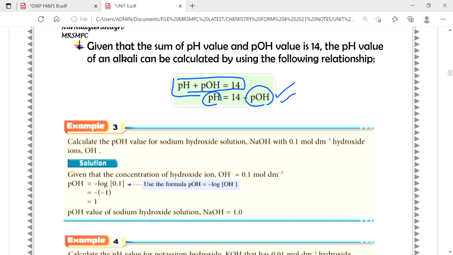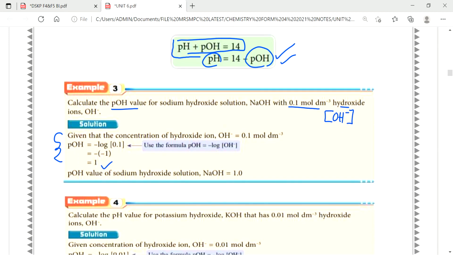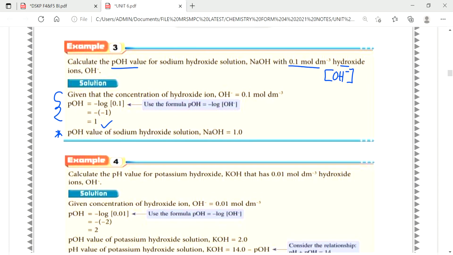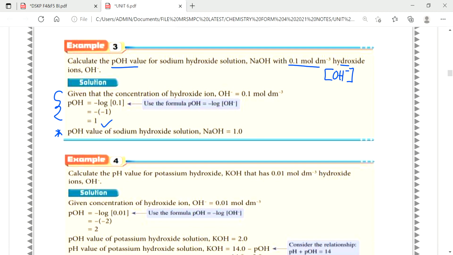Okay, so example 3, calculate the pOH value for sodium hydroxide solutions with the molarity 0.1 mol per dm cube hydroxide ion. So ini direct question sahaja. Kita kena listkan lah. So ini adalah 0.1 ni adalah concentration of OH minus sebab hydroxide kan. And then kira sahaja pOH. So masukkan sahaja. Sama juga macam pH. Dia tekan negative log and then the value. So you will get 1. And then final answer tulislah pOH value of sodium hydroxide solution is 1.0 without unit because pOH pun tak ada unit.